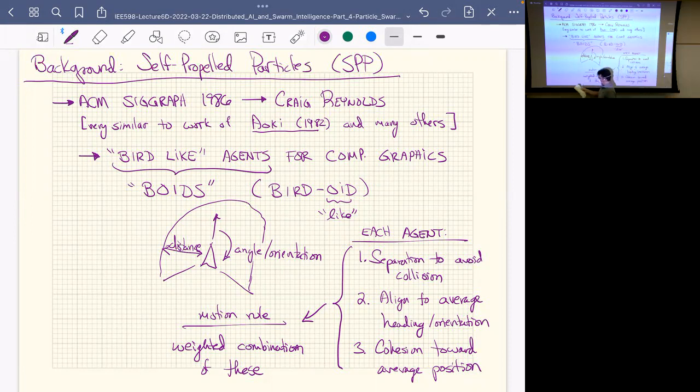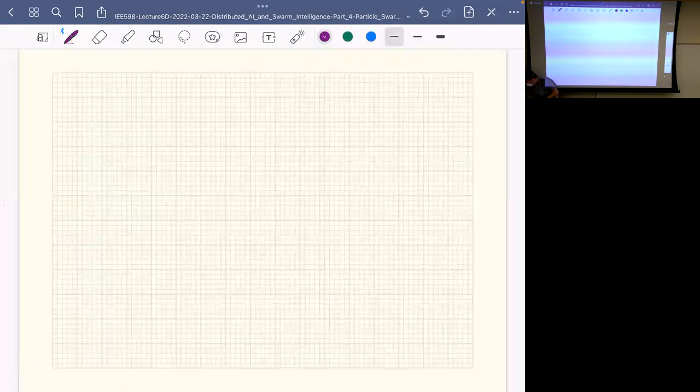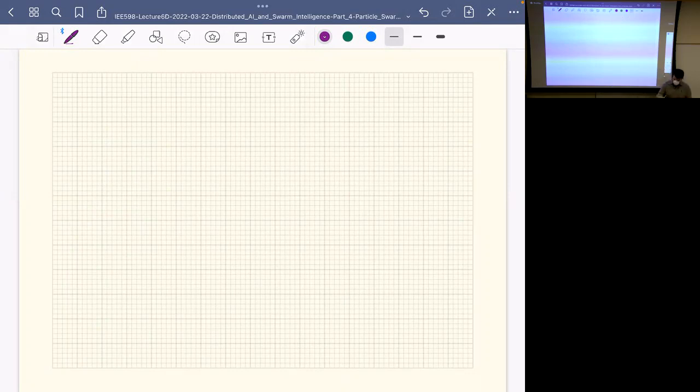So that's the first type of model that you often hear about as inspiration for particle swarm. The other big influential model is the so-called Vicsek model. The boid model came from computer graphics and was written in an algorithmic format, combining rules to generate 3D agents moving around. The other came from the physics literature, from an influential physicist in complex systems and condensed matter physics.